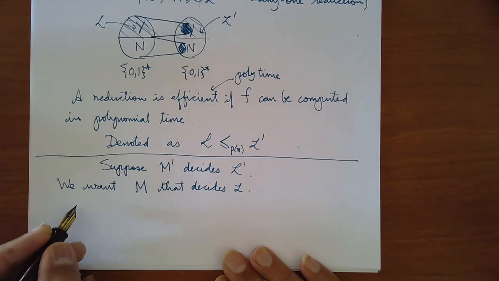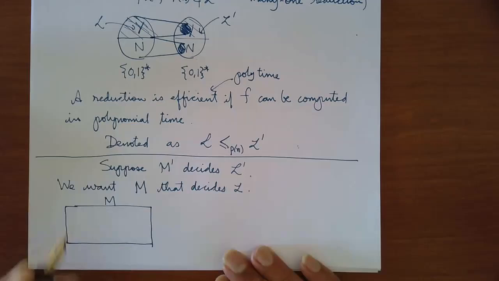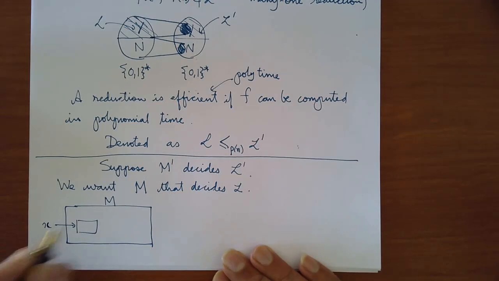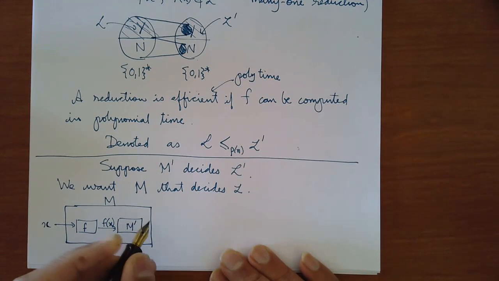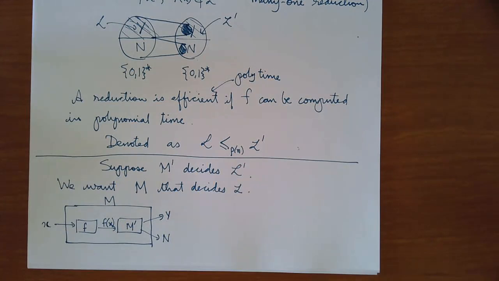So what the many one reduction gives us is the following M. Here's the M that we can construct. We're given X, we first apply the reduction, which is denoted as F. So I compute F of X, and then I feed F of X to M prime, and this gives me yes or no. Now this box M is a valid box to decide L because the reduction works. And this is the Karp reduction, or the many one reduction.